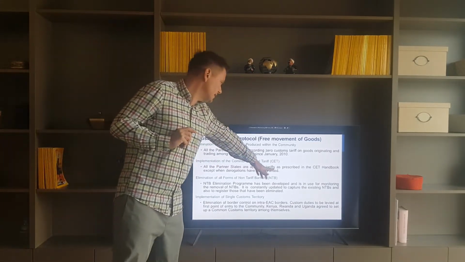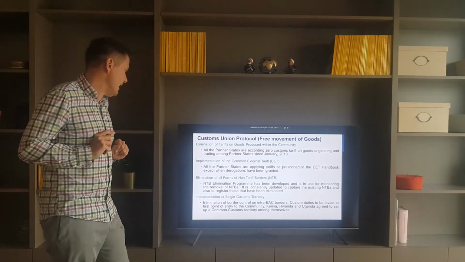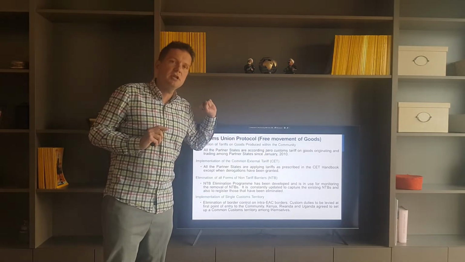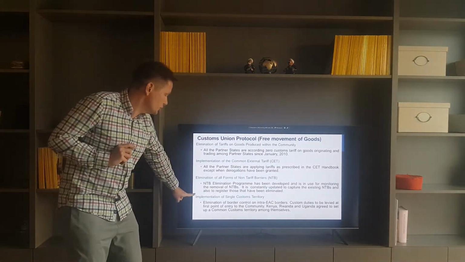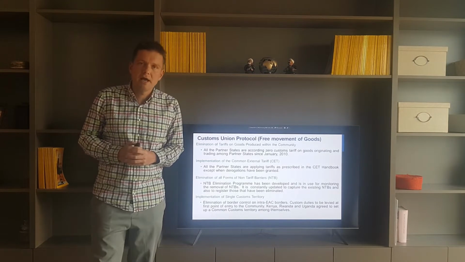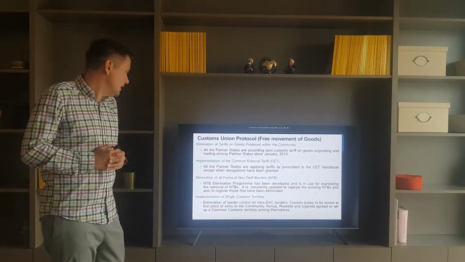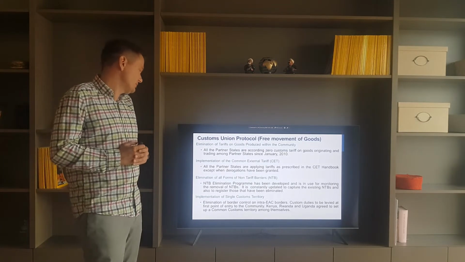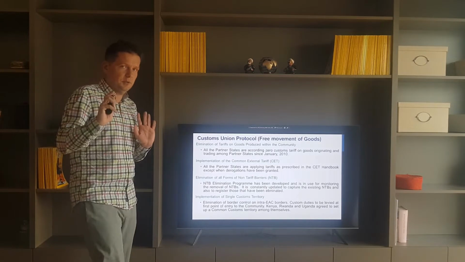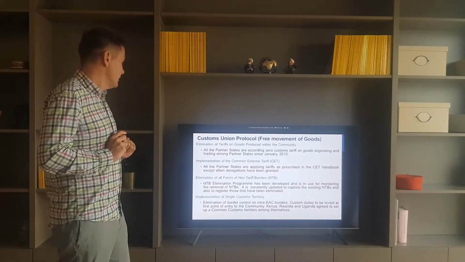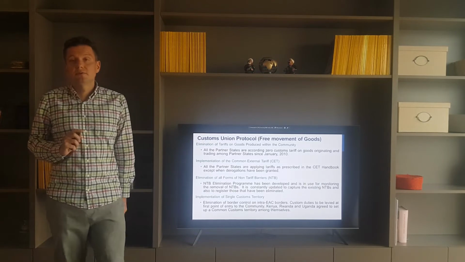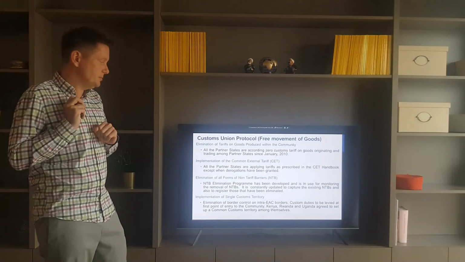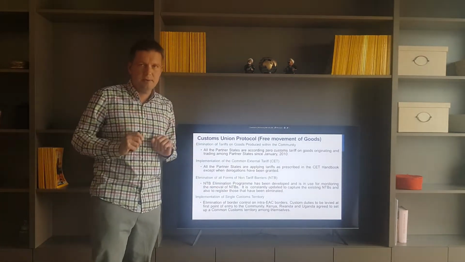All partner states apply the tariff as prescribed in the handbook, except for derogations. Okay, we are going to talk in this presentation a lot about the next thing, the elimination of non-tariff barriers. An NTB elimination program has been developed and is in use for monitoring the removal of non-tariff barriers. We'll talk about that. And we are also going to talk about the fourth issue, specific to the East African Community Customs Union, which is the single customs territory. We'll talk about it later.